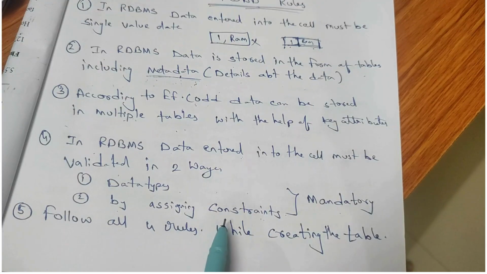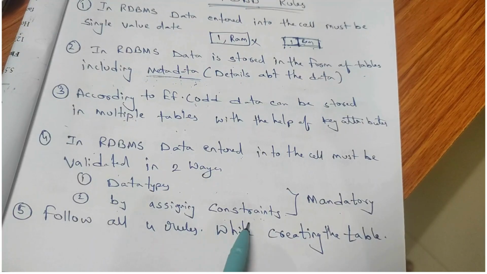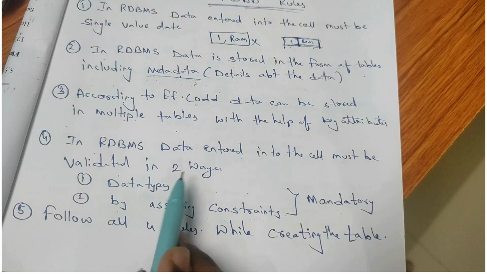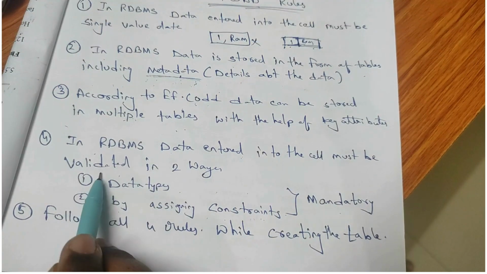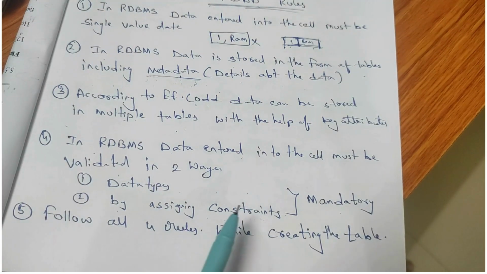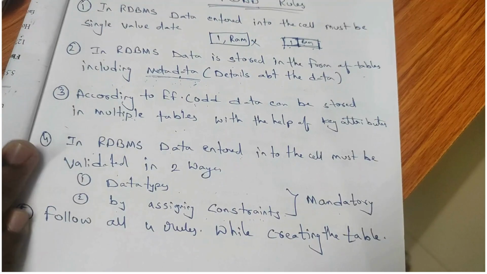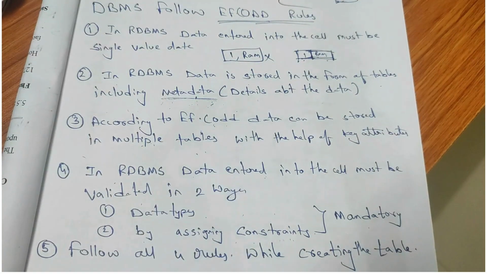The constraints are primary key, foreign key, unique, not null, and check. These are the constraints we will be using while creating the tables. These are the two important things used to validate the data in the table. These are the main four rules we have to use while creating the tables. These are nothing but Codd rules.